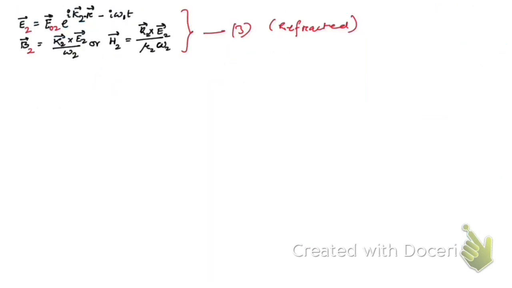Here we are going to get two cases. Let me write case 1. Here the E vector is perpendicular to the plane of incidence.